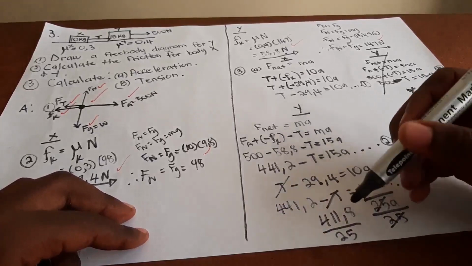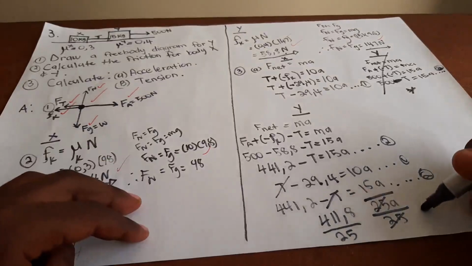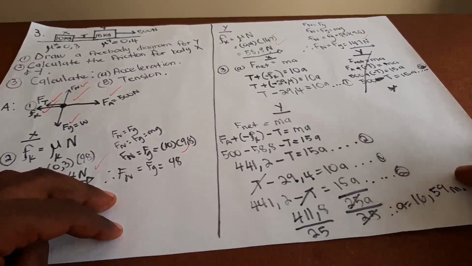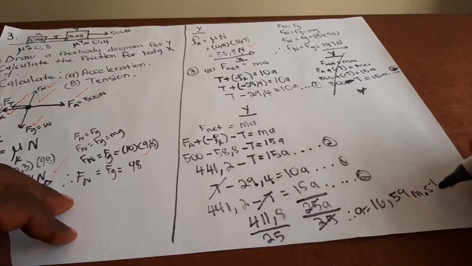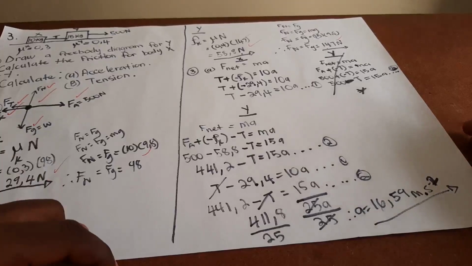So 411,8 divided by 25 gives us 16,59 meters per second squared. Therefore, our acceleration is equal to 16,59 meters per second squared. That's how it goes, guys.